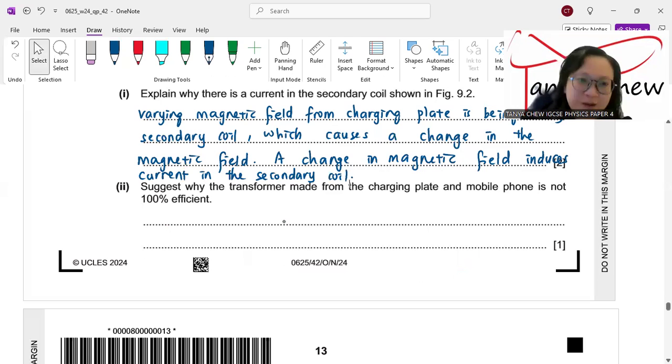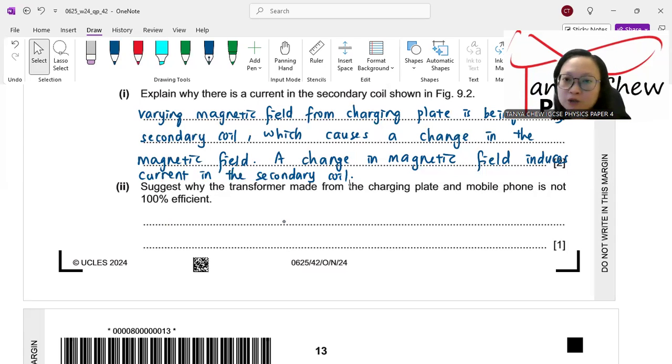Now, the second part suggests why the transformer made from the charging plate and mobile phone is not 100% efficient. This is true because we humans who invented it are not perfect, but that's not the answer. It is because, when you're talking about a charging plate, we are surrounded by many magnetic materials nearby. Maybe the magnetic field coming out from the charging plate is being attracted to magnetic materials nearby.